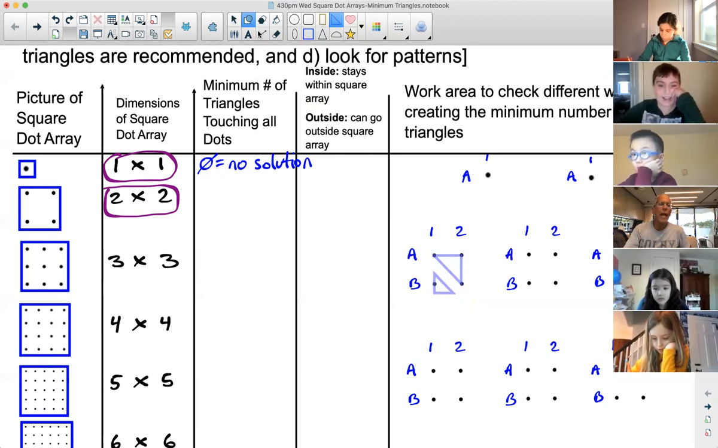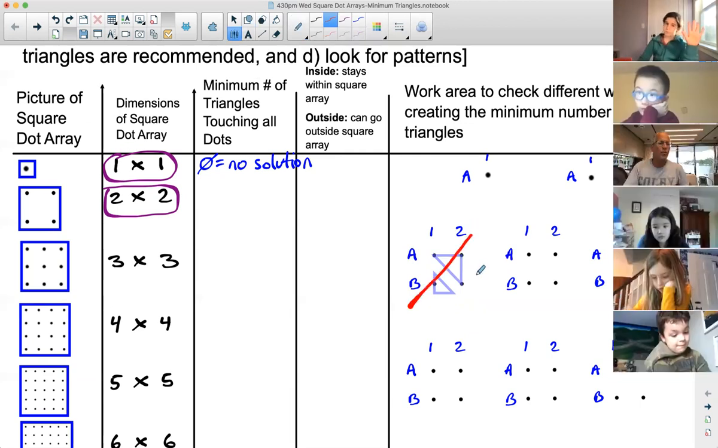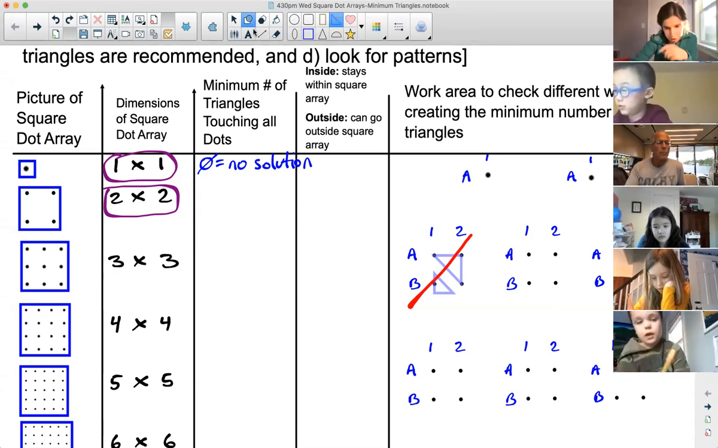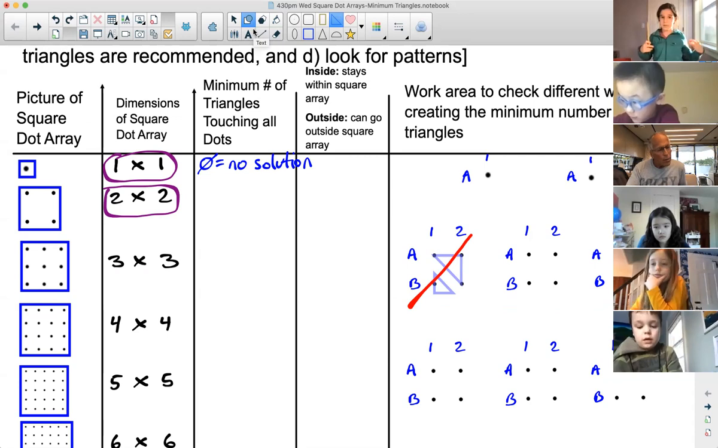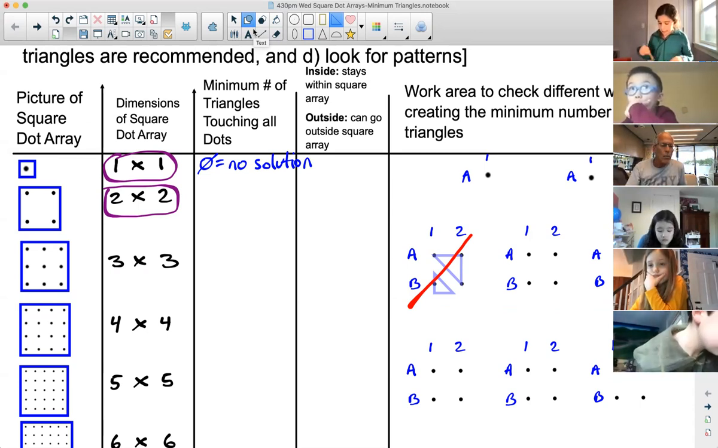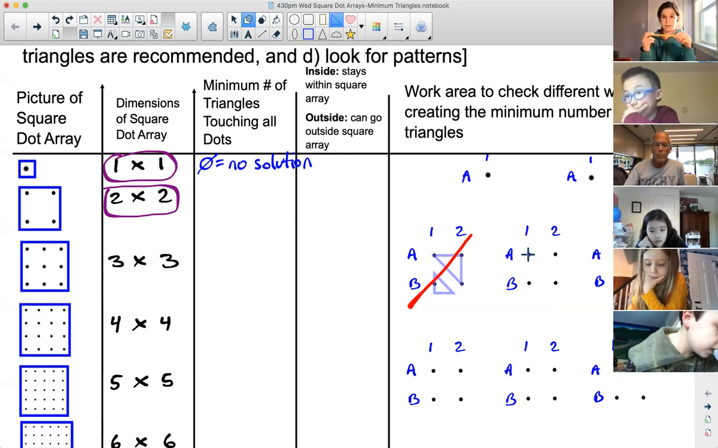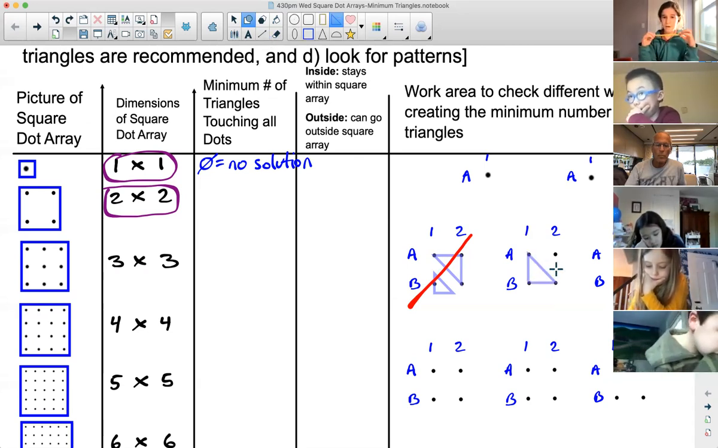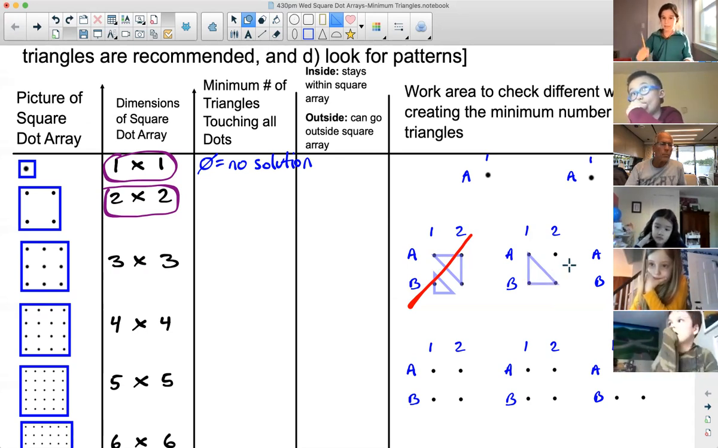So this was a great start. It takes a lot of courage to be the first one, but this is not a solution. Great try. Sarah? I have a question about the rules. I think I might have a solution, but I don't know if it's allowed. So, I did A1, and then I went down to B1. But what I did is I turned it because when you draw it, it's a little easier.